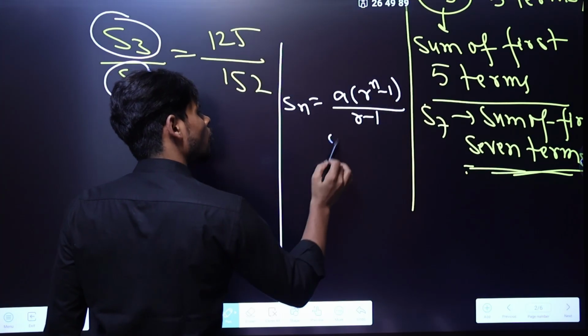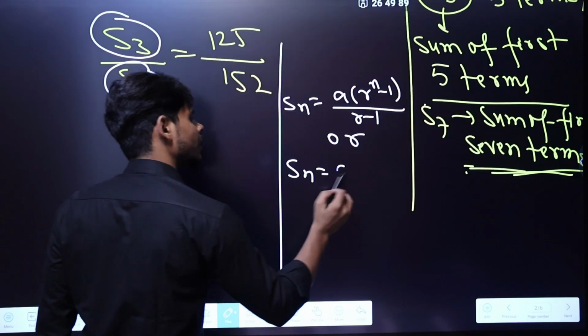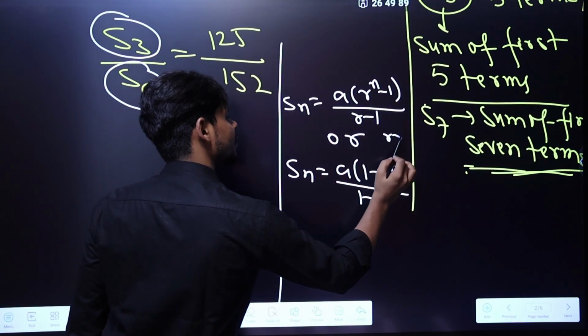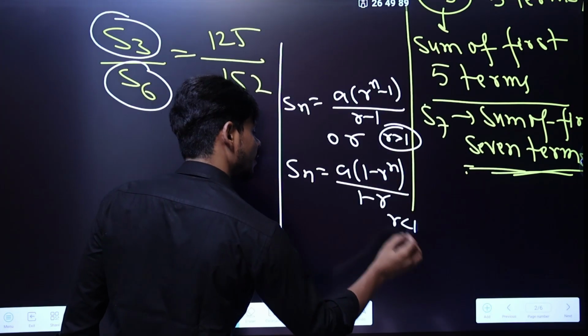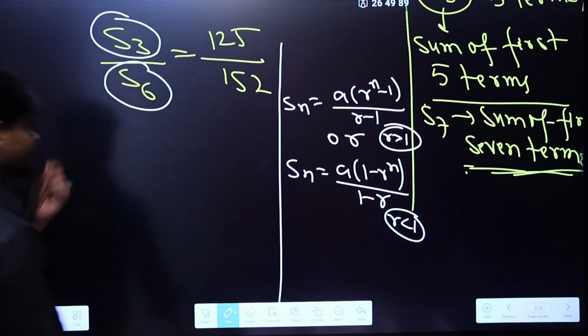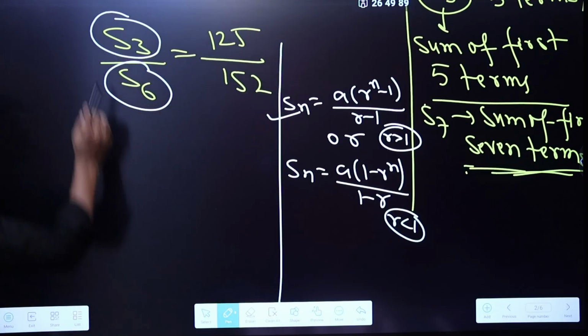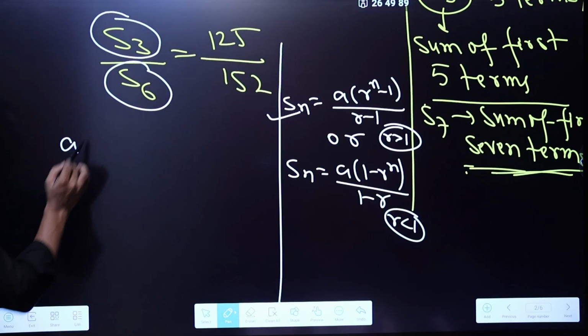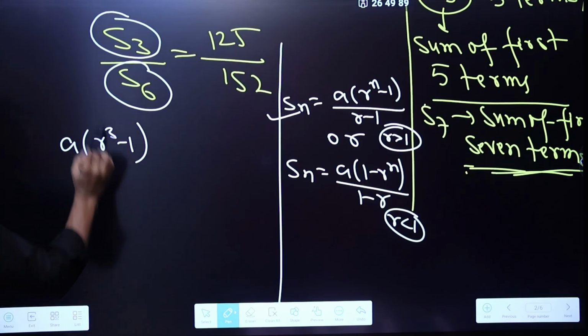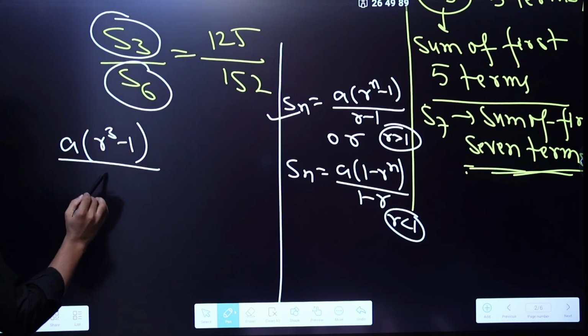Next, for the summation formula, Sn is a bracket R raised to power n minus 1 divided by R minus 1, or Sn is a bracket 1 minus R raised to power n divided by 1 minus R. This one is for R greater than 1 and this one is for R less than 1. Any one formula you can use over here. I am using this one. So here I can write a bracket R raised to power n minus 1, and here n is 3, by the way. In this case n is 3, divided by 3 minus 1, which is 2.